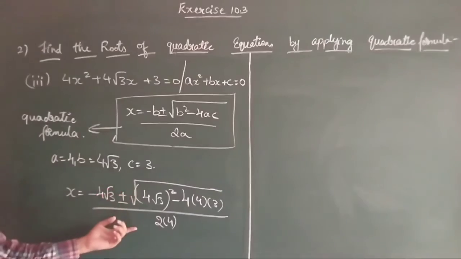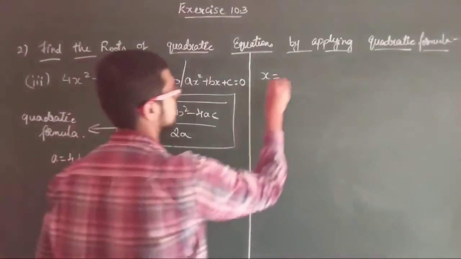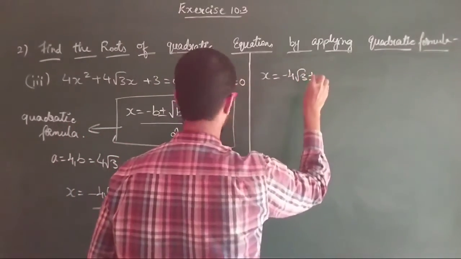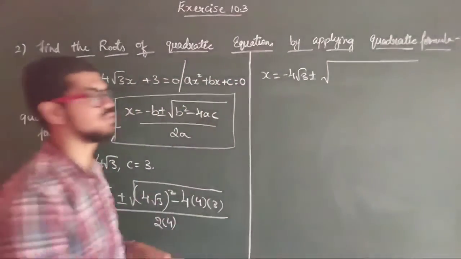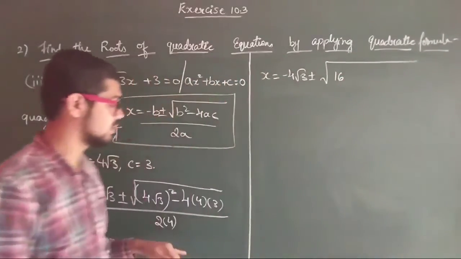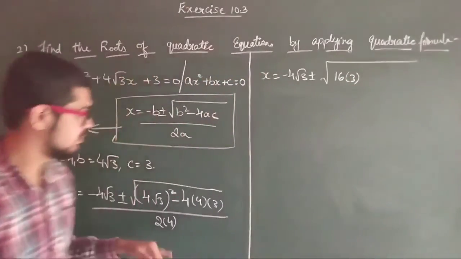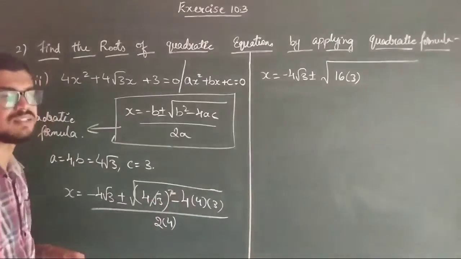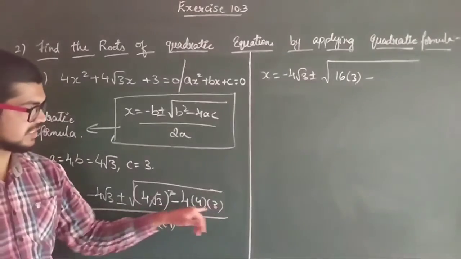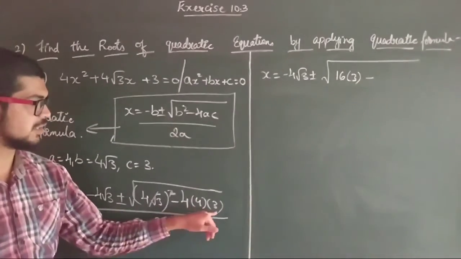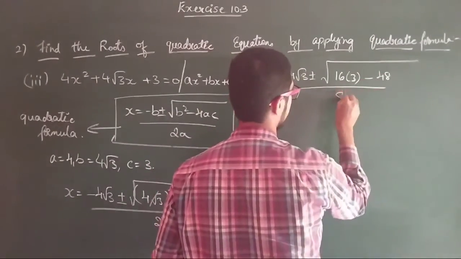Next step is just simplification and try getting the values of x. So x is equal to minus 4 root 3 plus or minus root of, if I square this, that is 4 square. How much is 4 square? It is 16. And if I square this, that is root 3 whole square. So I will get this as 3. Why 3? Because this square root and square will cancel. Fine. So after this it is minus, just multiply this term, 4, 4, 3, that is 4 into 4 is 16, and 16 into 3 is 48. 48 divided by 2 into 4 is 8.